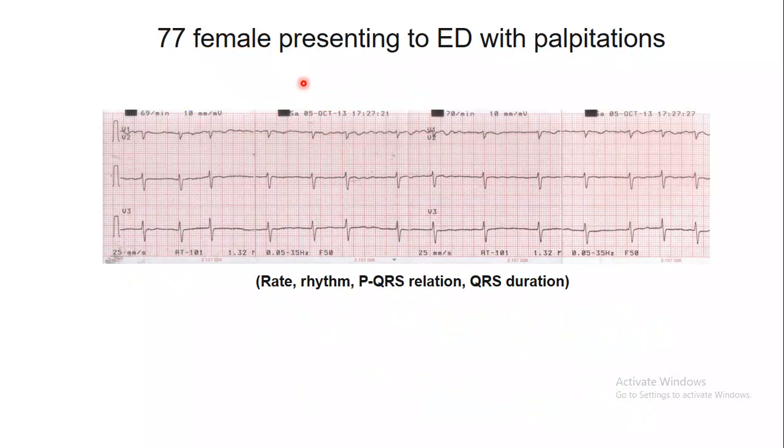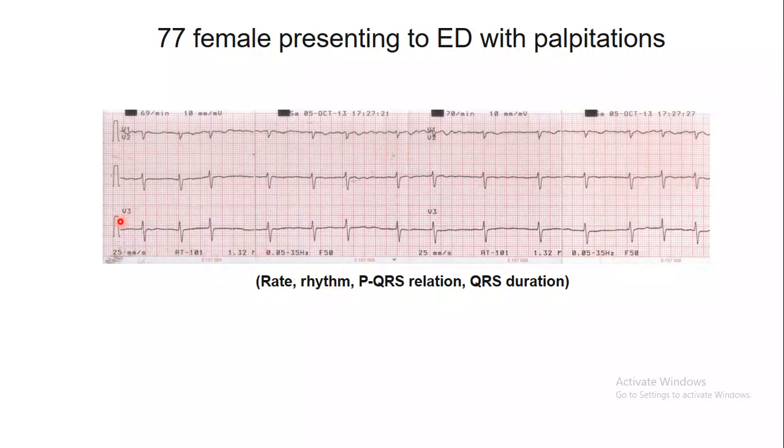The 77-year-old female patient presenting with palpitation, commenting on the rate. The rate is about 70. Let's calculate it. This is a 3-second interval that we explained before. So if we calculate the number of QRS complexes in a 6-second interval, 1, 2, 3, 4, 5, 6, 7, multiplied by 10, so the heart rate is around 70 in this patient.